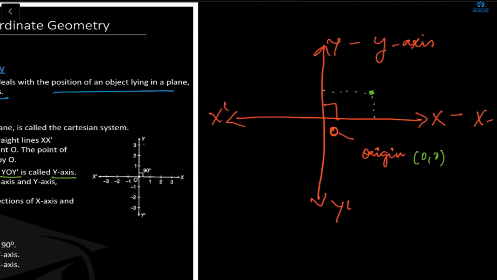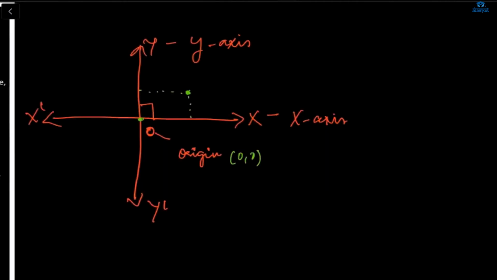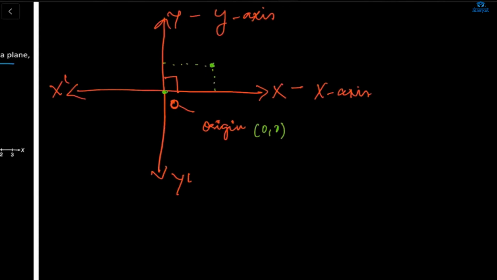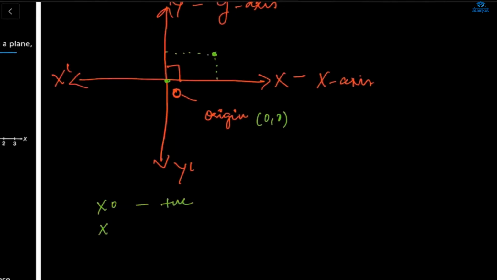Now here you can see four lines. If you see this point, it can divide the line into 4 different points. What are the 4 lines? You can see here: it is X O, which is positive, and X dash O, which is negative. This is the negative part.